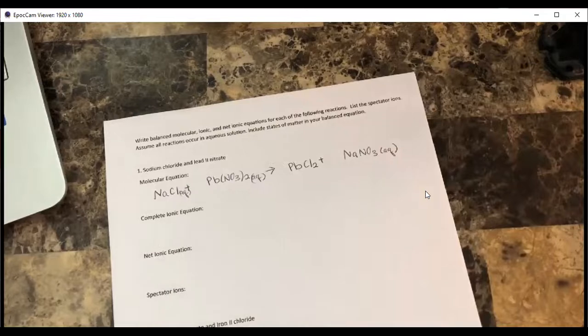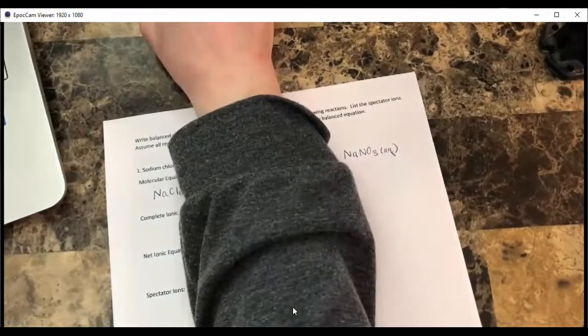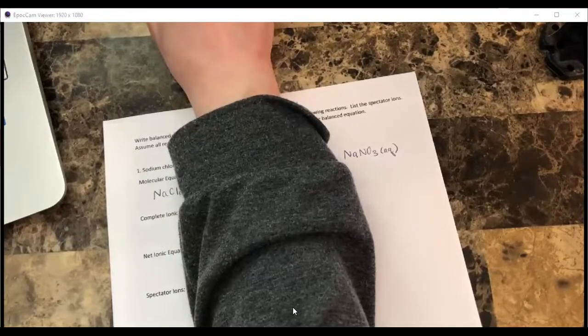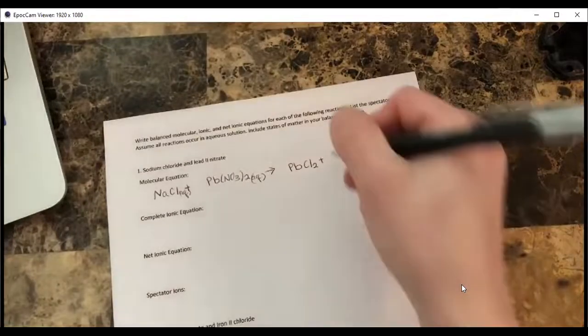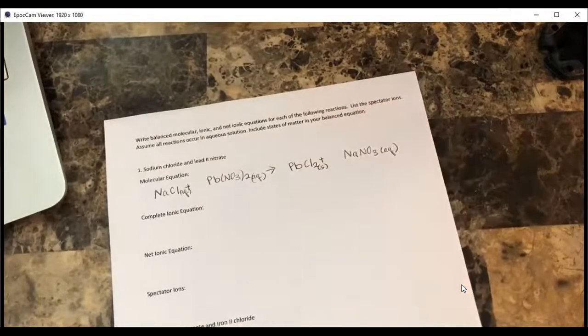Okay, but let's go back and look at the PowerPoint for that slide. Let's take a look at the solubility rules here. And we're looking for a chloride. So look at this here. Number 3, most chloride salts are soluble, most of them dissolve, not silver chloride, lead chloride, and mercury chloride. Well, we have lead chloride, which means it's not soluble, which means that one's going to form a precipitate. Okay, so we know that lead chloride is going to be solid, right?